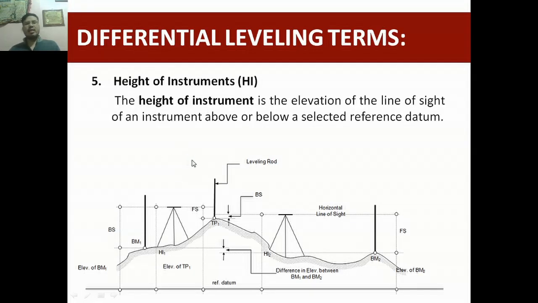And last, we have the height of instrument. Now, the height of instrument is not literally the height of the instrument from the ground. It is the elevation of the line of sight. Like from the reference datum to benchmark 1, that is your elevation at benchmark 1. So the height of instrument is the elevation of the line of sight, from the reference datum up to your line of sight or the center of the instrument. That is the height of instrument.